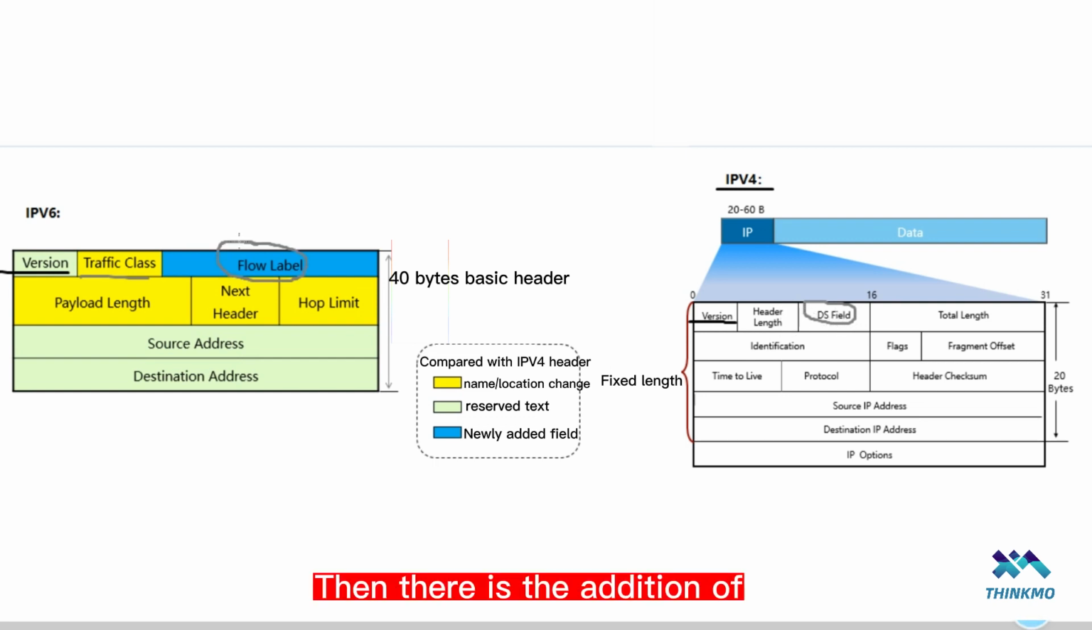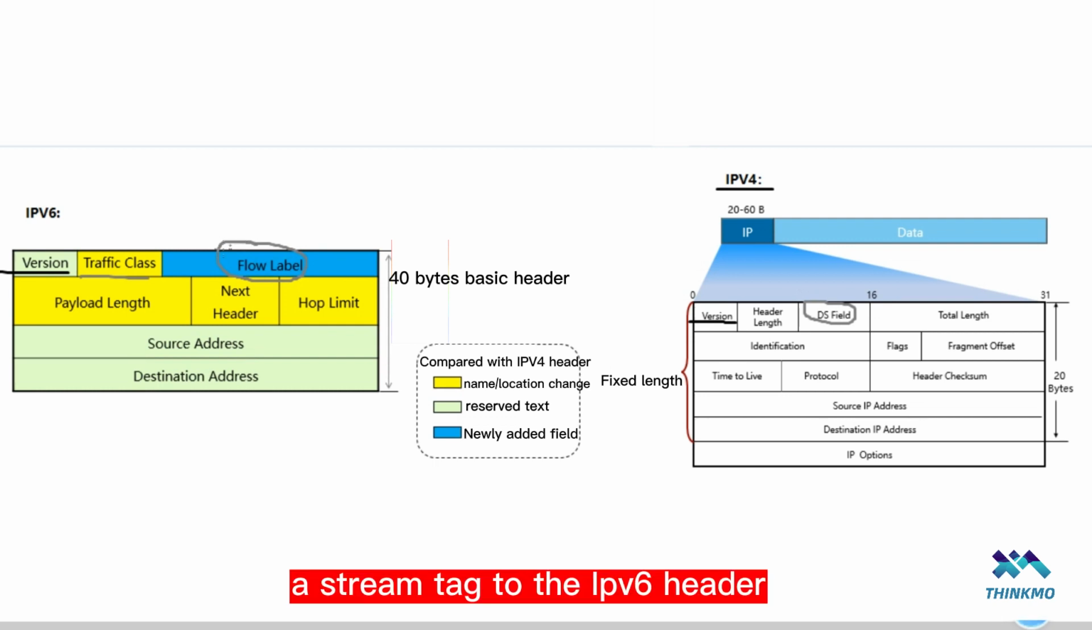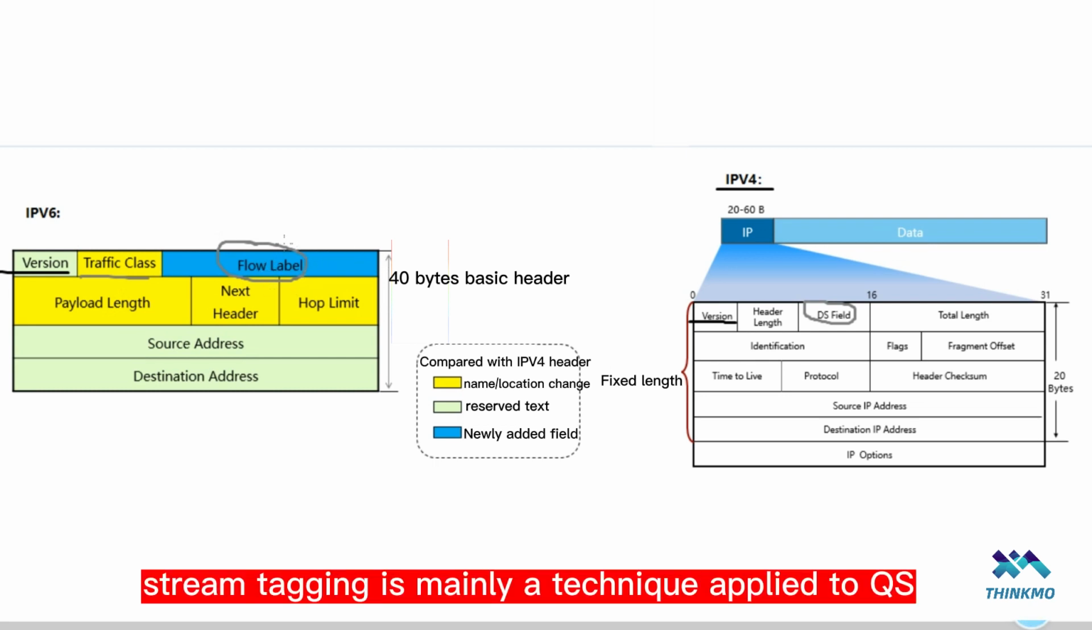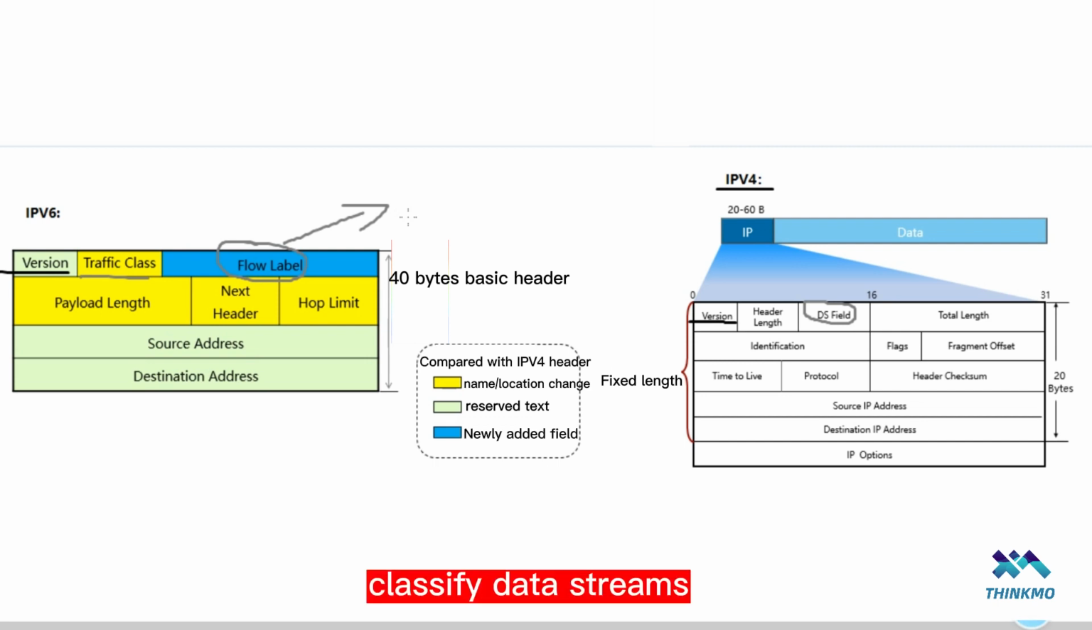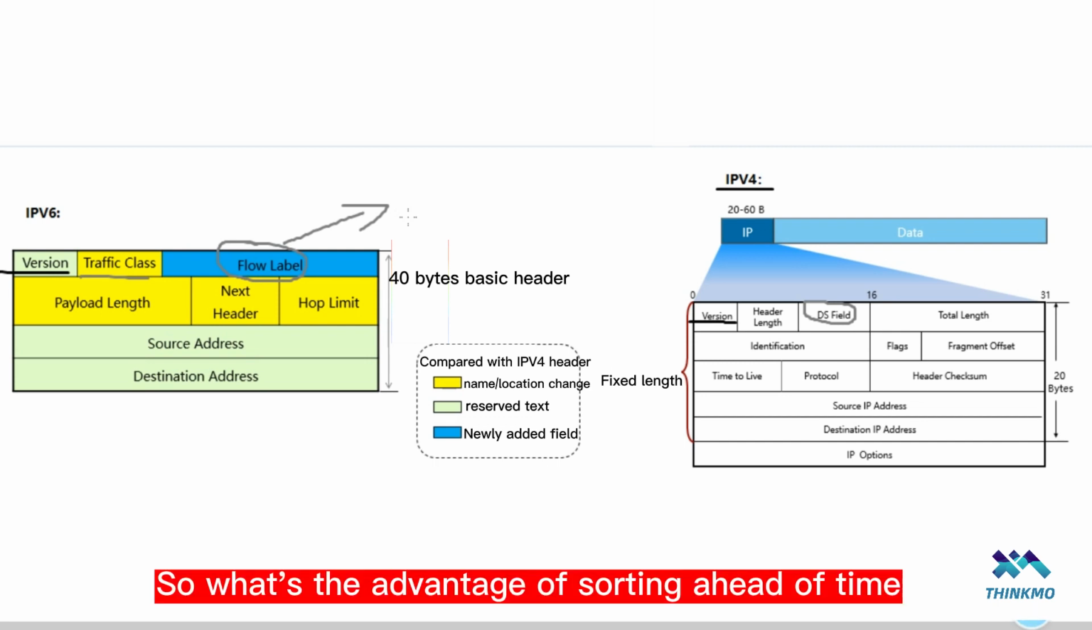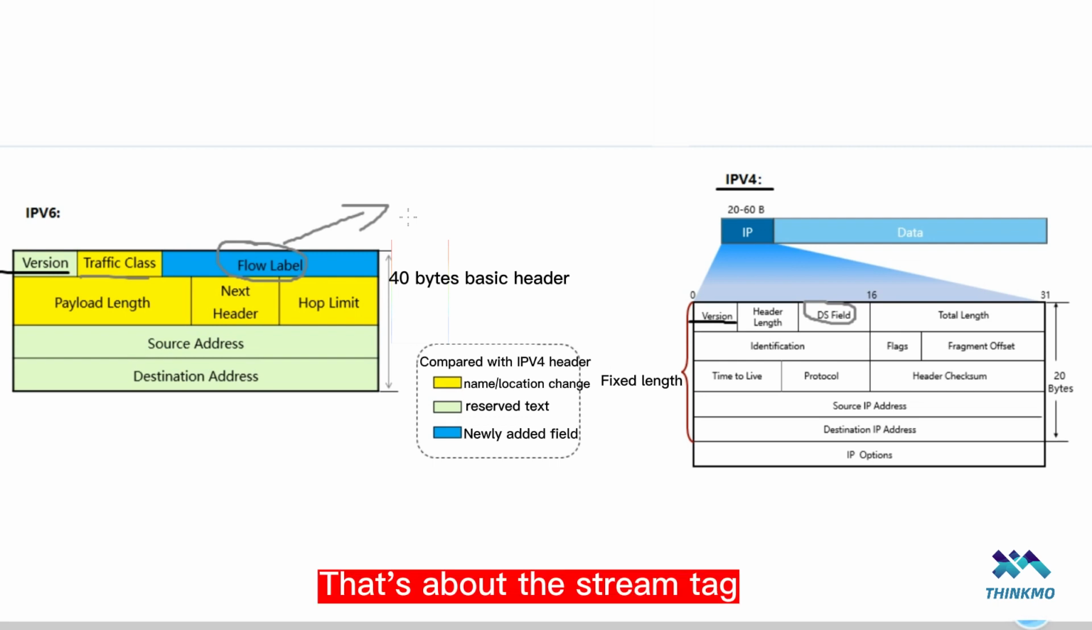Then there is the addition of a flow label to the IPv6 header. But it has no header length and no concept of total length. The flow label is mainly a technique applied to QoS. QoS can more conveniently classify data streams. So what's the advantage of classifying ahead of time? In this way, data forwarding is more efficient. That's about the flow label, and if it becomes necessary, we can explain more.